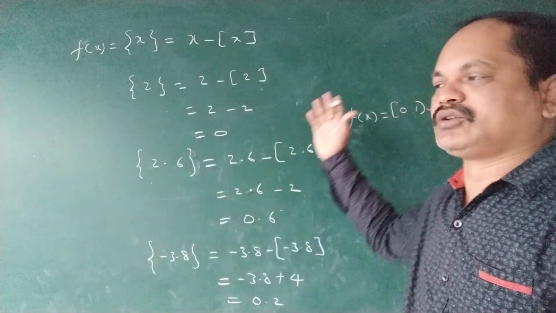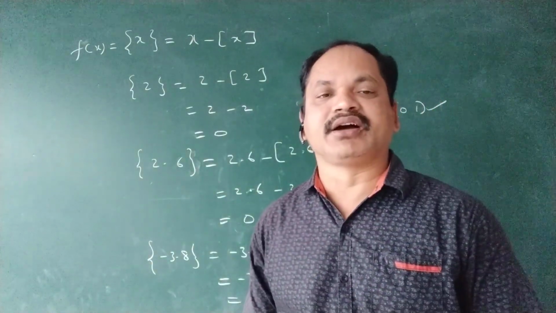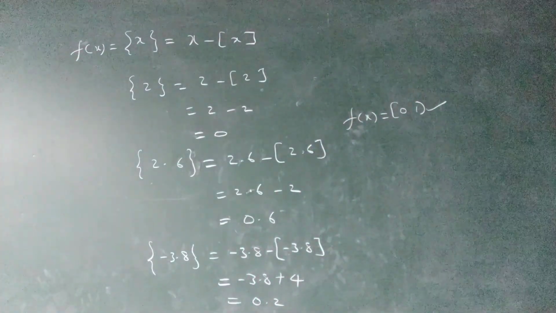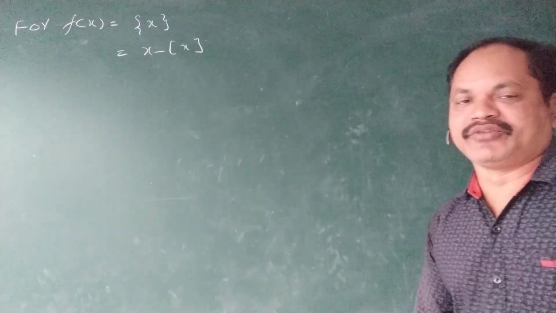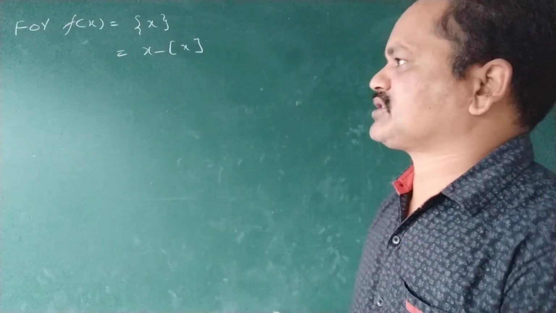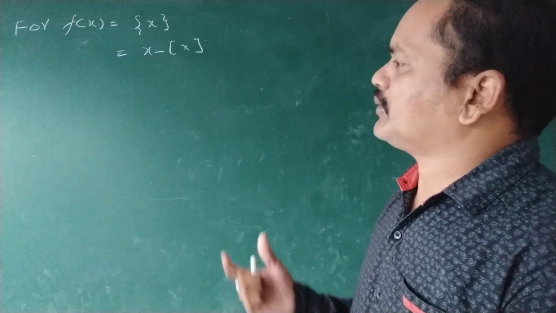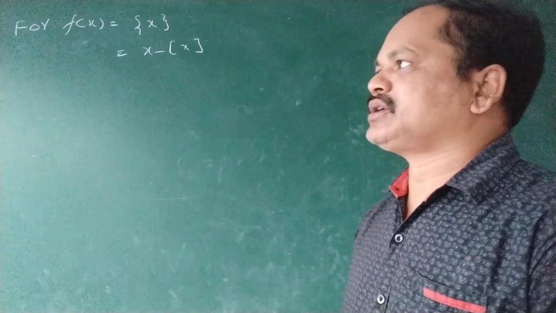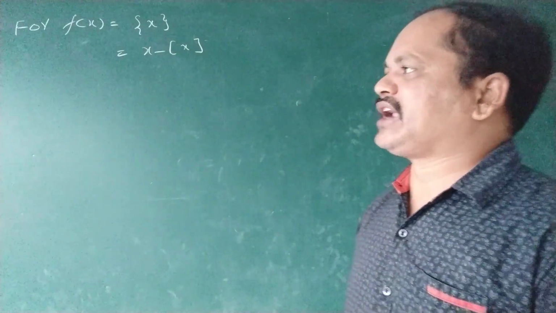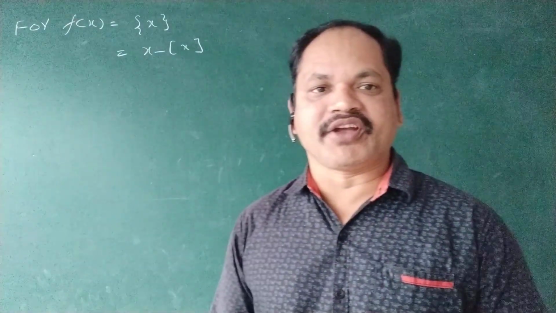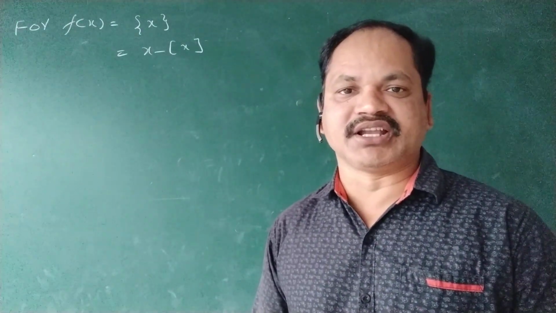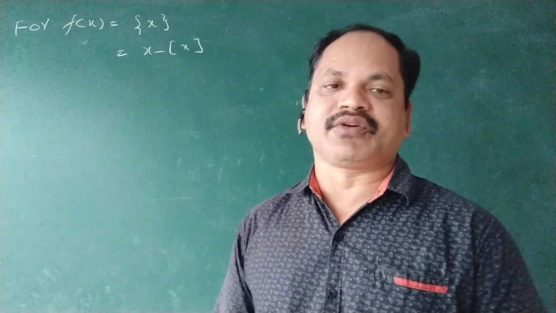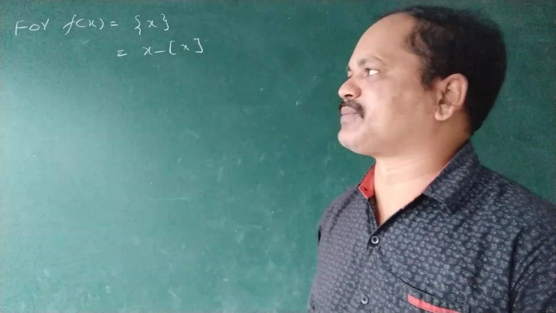So according to these examples, we have to identify the period of the fractional part of x. Now we have to define the period of f of x is equal to the fractional part of x. That's why the fractional part of x is called x minus step x. So we have to define the period. So according to the definition of the period, f of x plus p is equal to f of x, where p is the least positive real number which satisfies f of x plus p is equal to f of x. Then p is the period, which is the least positive real number.